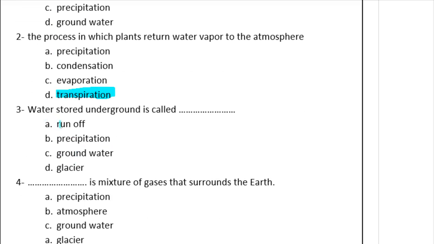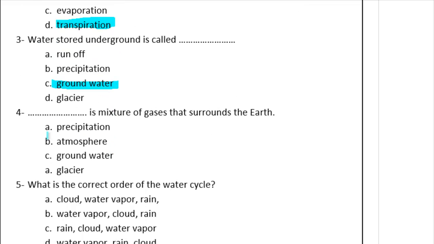Number 3, water stored underground is called groundwater. Number 4, a mixture of gases that surround the Earth. This is called atmosphere.